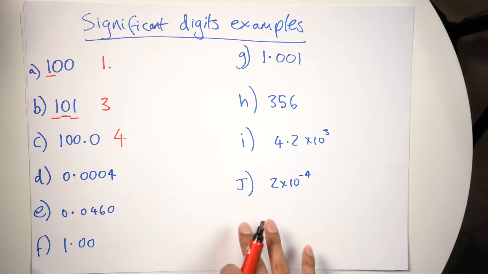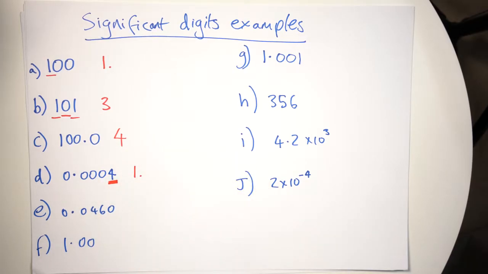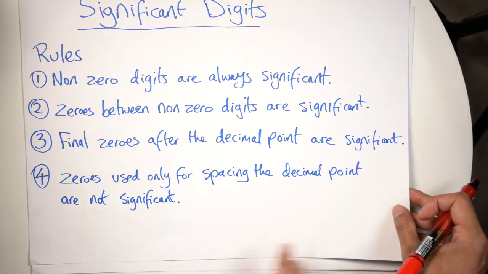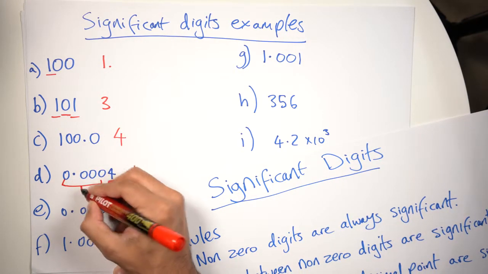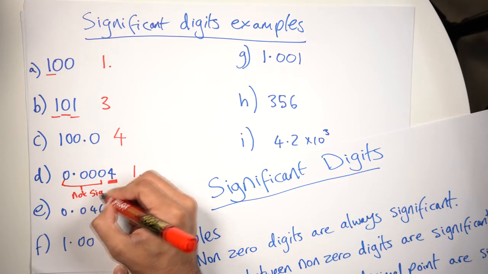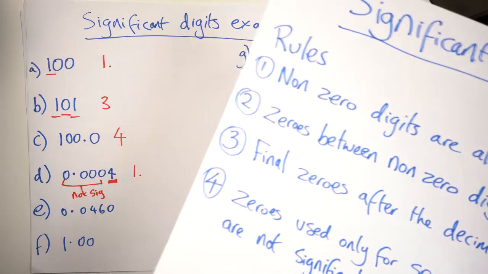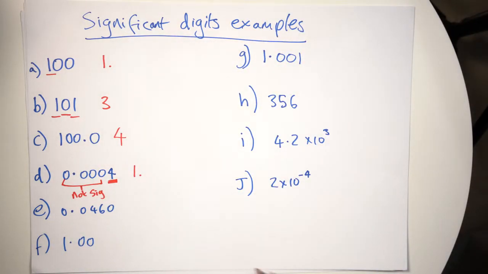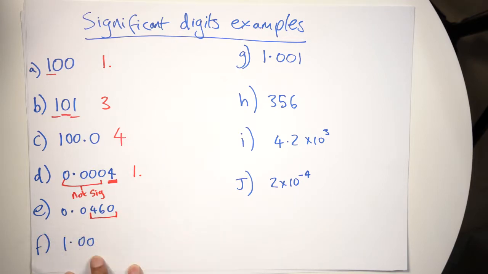The next one, for D, it's only this one, and the reason for this, if we go back to this, is that zeros used only for the spacing of the decimal point are not significant. So all of those are not significant. So it's only that 4, because all they're doing is spacing it so that the 4 is at the end. The next one, 0.0460, all of the zeros before it don't count, so we have 3.